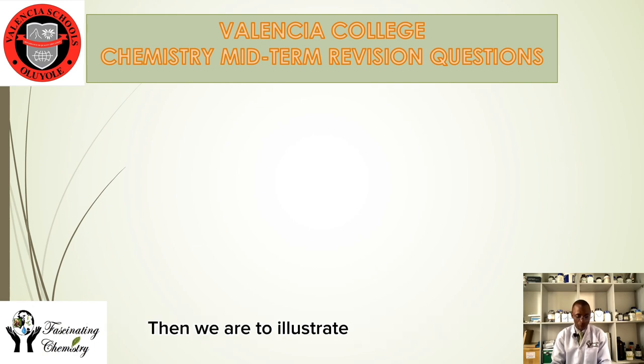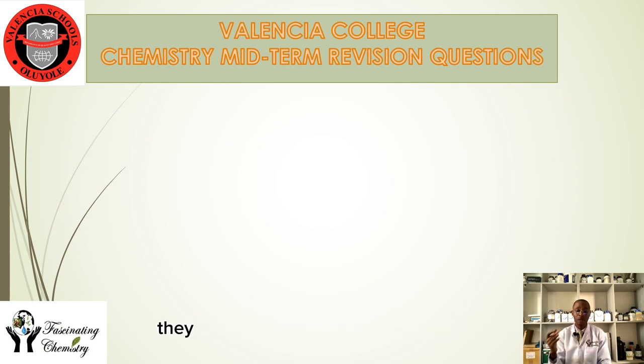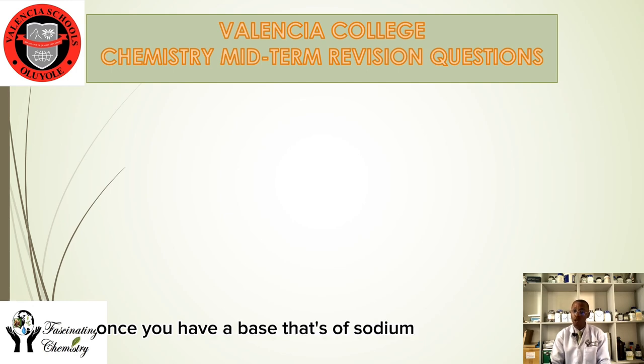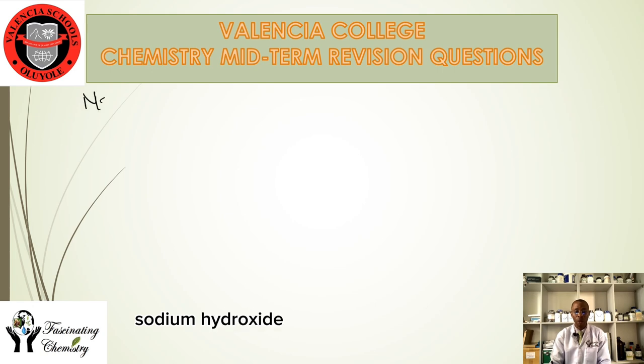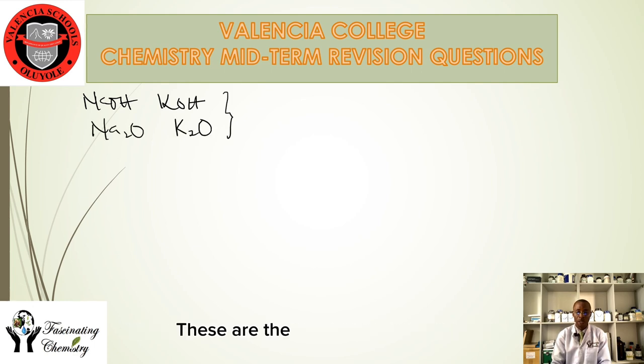Then we have to illustrate with equations the reaction of an alkali with an acid. That is talking about neutralization reaction. So just give an acid, give an alkali, then you are going to have salt and water. Don't forget, alkalis are the soluble bases, and the examples are, once you have a base of sodium or potassium, then that's an alkali. So you have sodium hydroxide or potassium hydroxide. Sometimes they are given as their oxides, so it can be sodium oxide or potassium oxide. These are the alkalis we have.